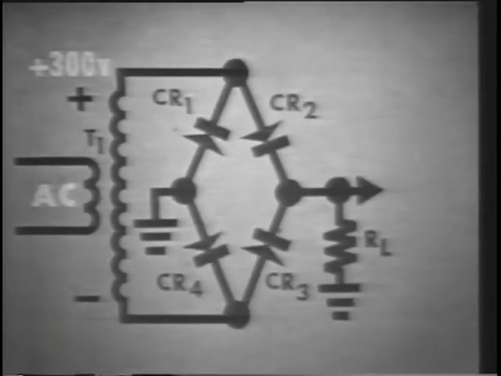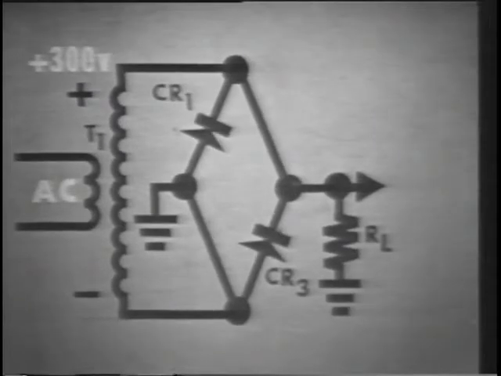Let's assume, for example, 300 volts effective on the secondary and see what inverse voltages are felt on the non-conducting diodes. With this polarity on the secondary, CR2 and CR4 are conducting and they'll act like short circuits. So let's show them that way. Now let's rearrange the circuit a bit to get a clearer view of how the inverse voltage actually appears to the non-conducting CR1 and CR3.